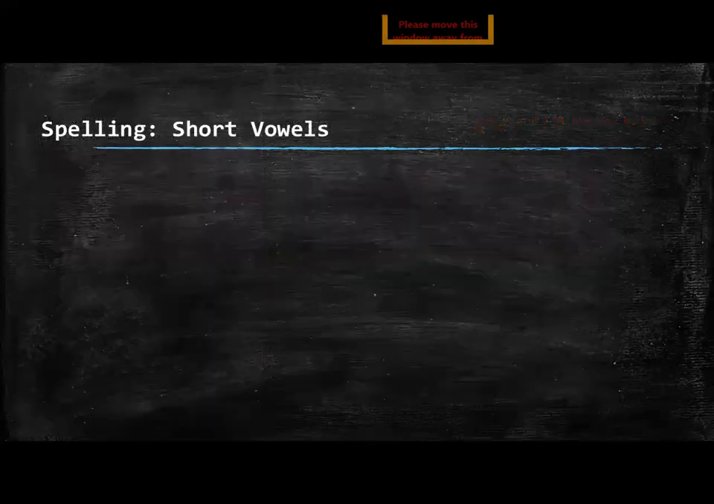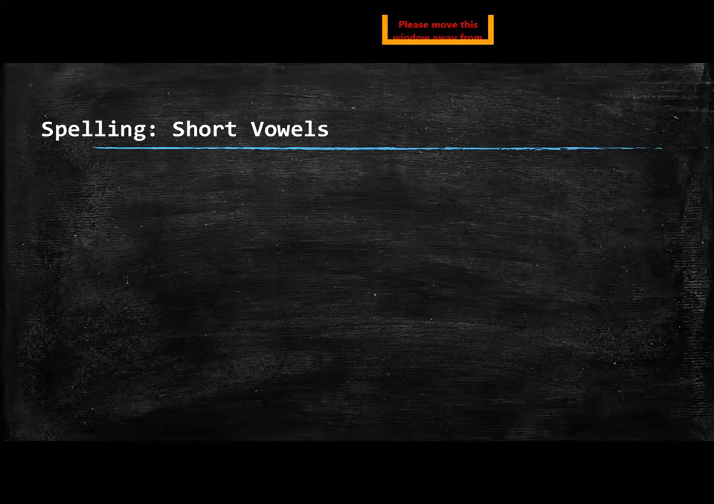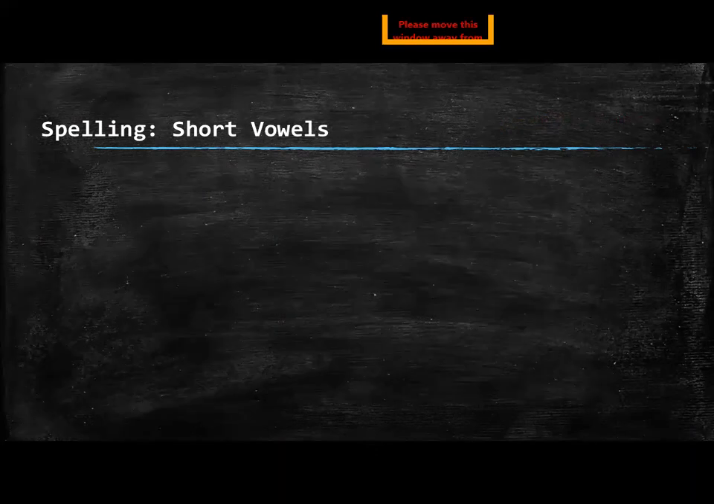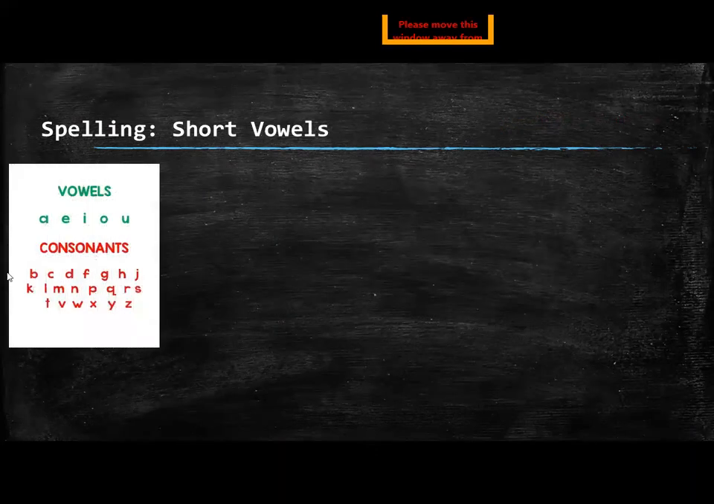Okay, now let's go on to spellings, short vowels. And before we go to the short vowel sounds, let me remind you what vowels were. So here you go. These are your vowels, A, E, I, O, U, and these here are your consonants. Okay, we know that we place an apple, an egg, an igloo, an owl, an umbrella. These are your vowels, yeah, and all of these are your consonants.